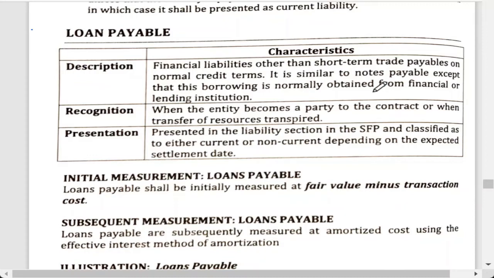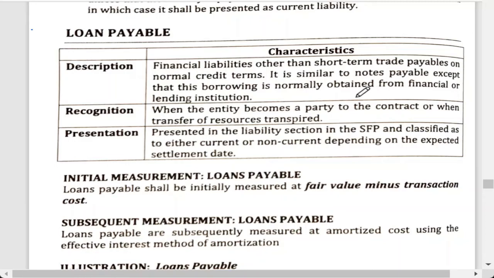a service from a particular company, so you owe it, so it becomes accounts payable. Notes payable can be money that you received or it can be goods or services. The difference from accounts payable is that the notes payable is evidenced by a promissory note while the accounts payable is not. But in the loans payable, the object of the transaction is money. Money is what you borrowed, money is what you will pay. That's why it's normally obtained from a financial or lending institution.